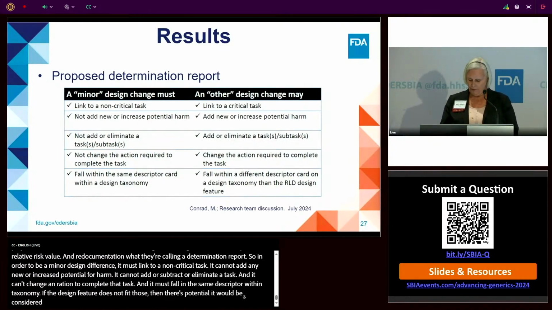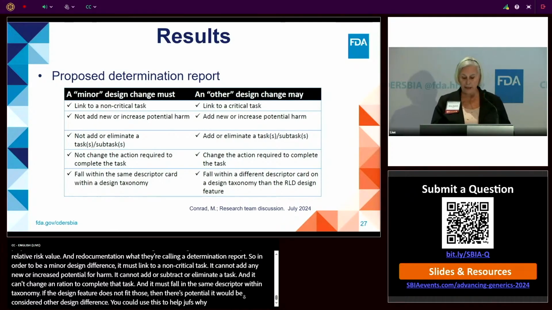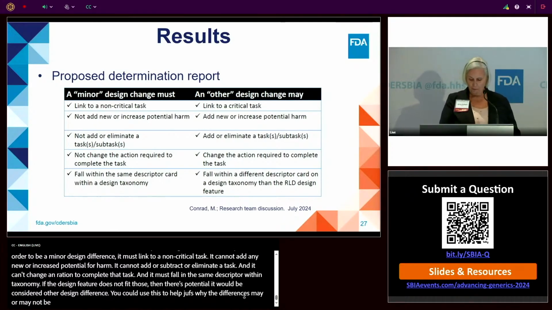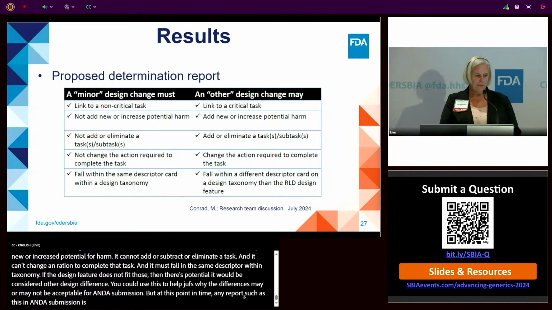They propose that the ultimate value of this would be the risk associated with it, so you could use this to help justify why your design differences may or may not be acceptable for an ANDA submission. But at this point in time, the acceptance of this report or any report such as this in an ANDA submission is a bit premature because none of this has been finalized or validated.